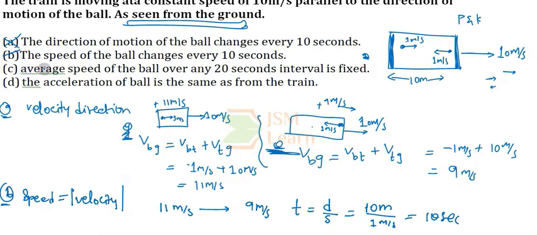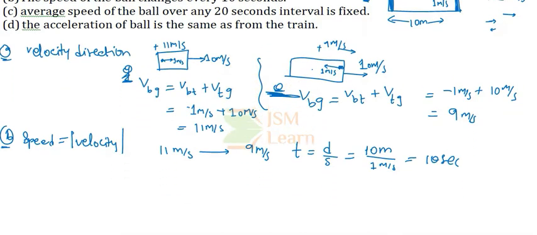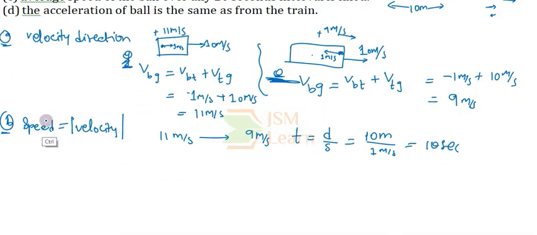Now coming to option C. Option C says that as seen from the ground, the average speed of the ball over a 20 seconds time interval is fixed. To check option C, they are asking for the average speed of the ball with respect to the person standing on the ground.